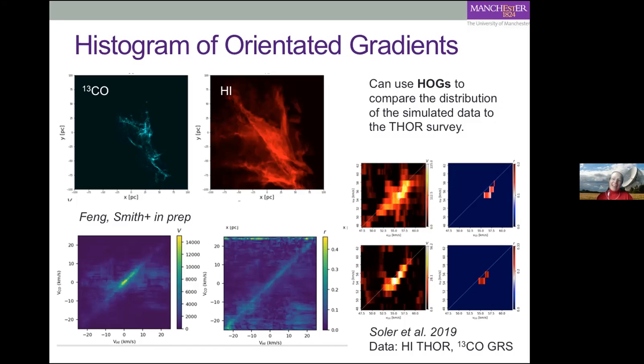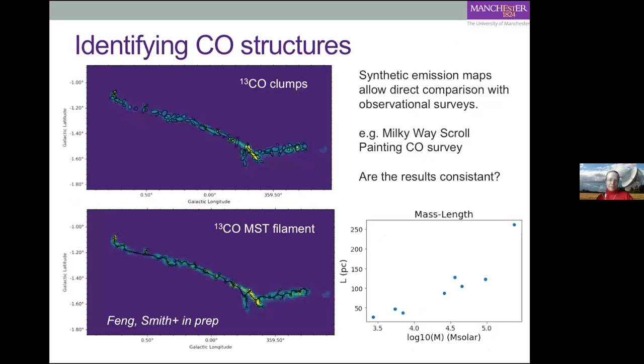We can't test that in the observations because we can't run back time, but we can test it in the simulations because we know where all the supernova are. And so what we're working on at the moment is comparing the signature of how closely the different phases of the ISM are associated, and where we have feedback and where we don't.